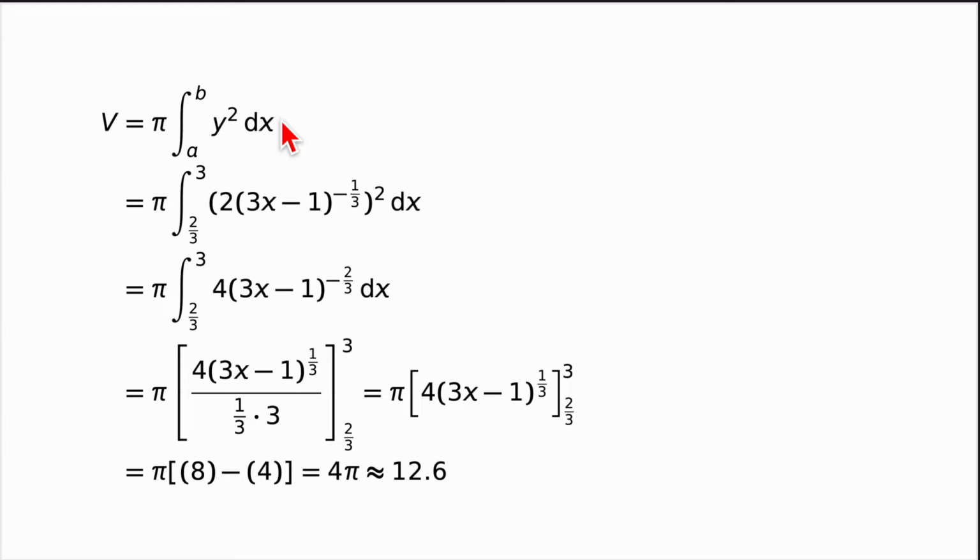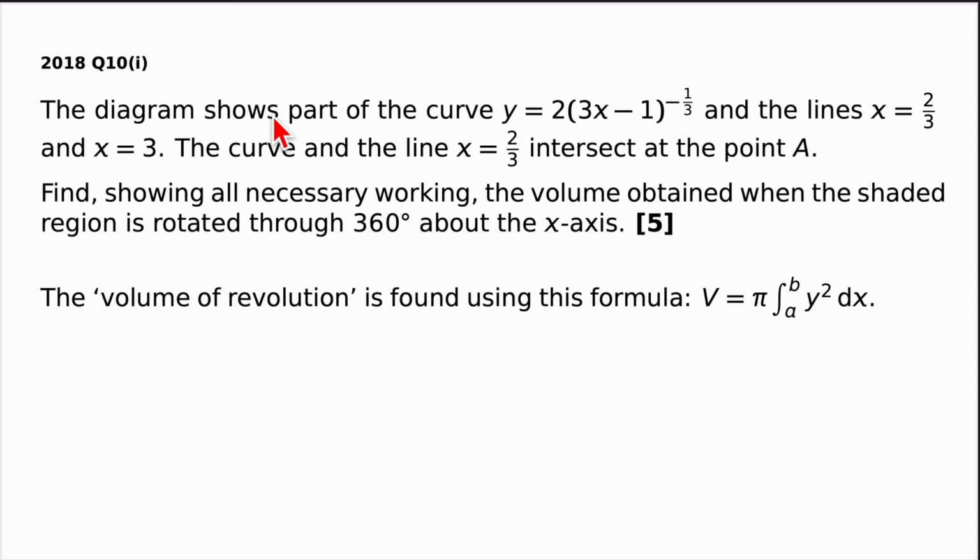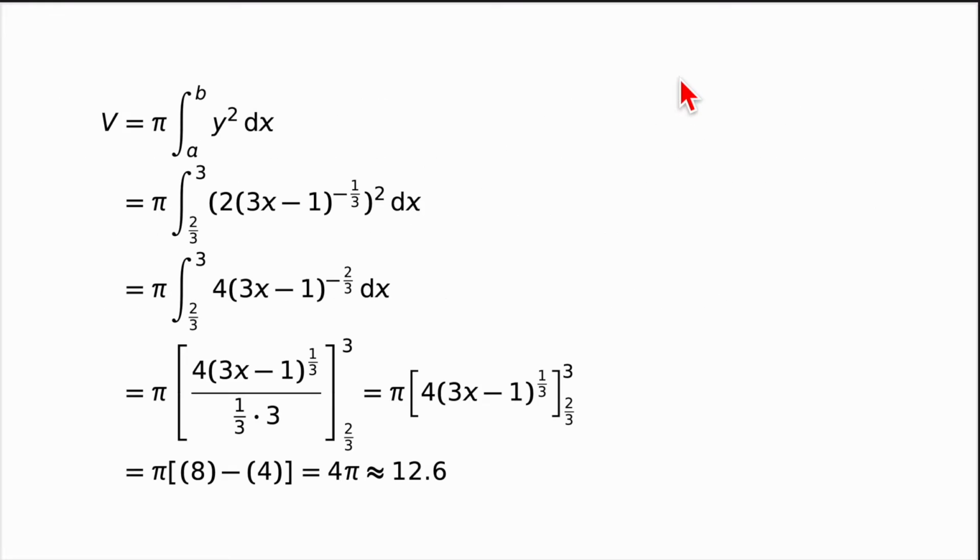Okay, so I've got the formula here. We're given what y was, that was this. And so substituting it in, I also have the lower limit of x equals 2/3 to an upper limit of x equals 3. So let's go ahead and expand this with the power 2. So 2 squared gives me 4. And I have something to the power of negative a third all to the power of 2. Well, when you have a power to a power, you need to multiply the powers. So it'll give me negative 2/3.